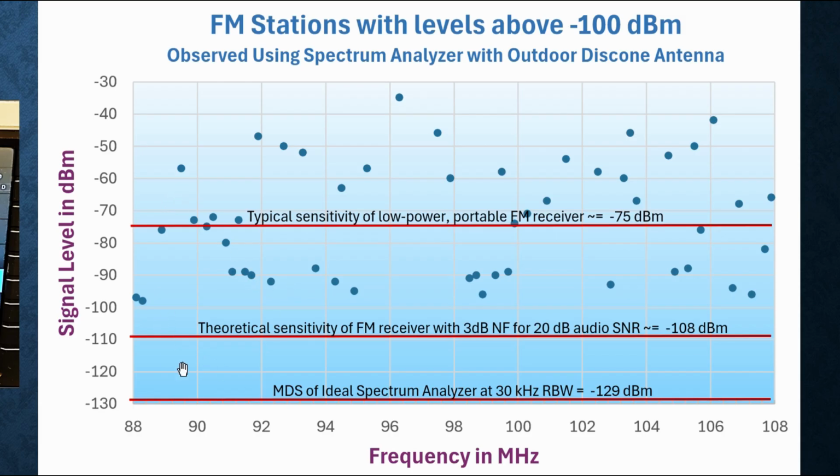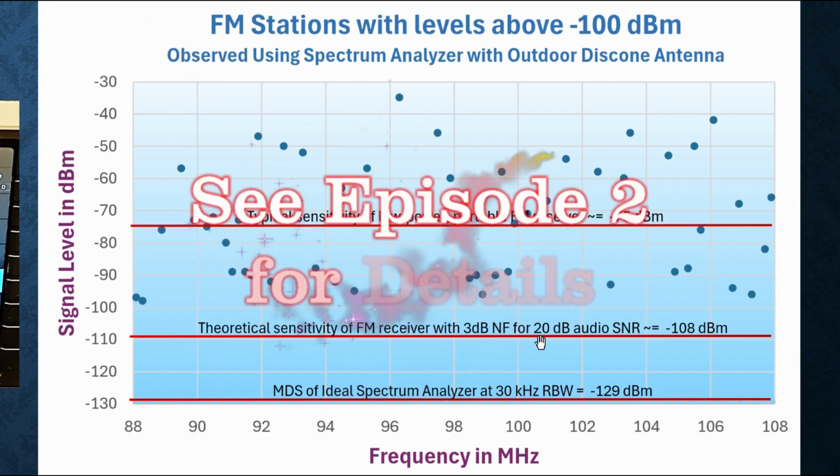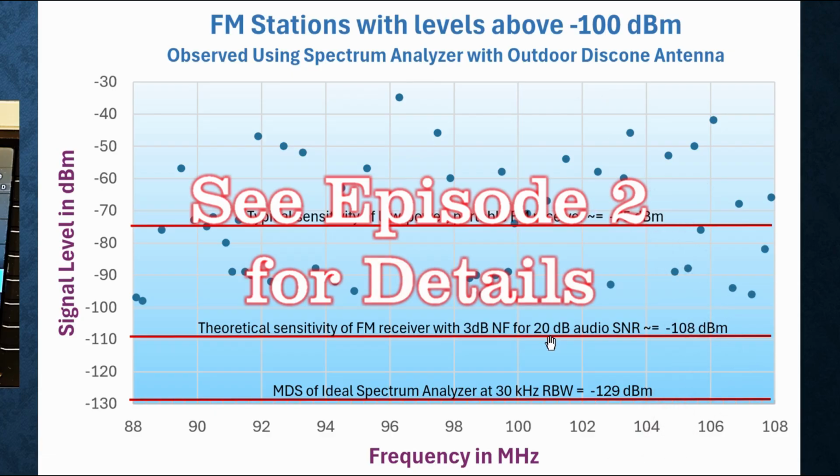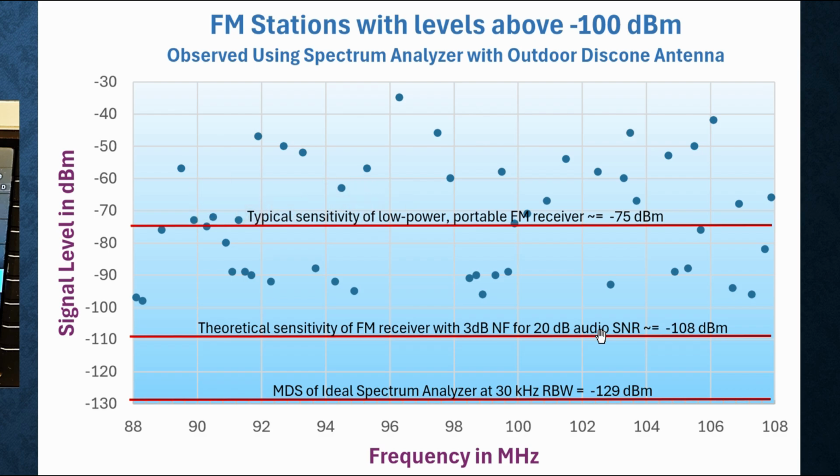Now, we don't see any dots down here because, well, we had that noise floor of about minus 100. FM broadcast signals have a 200 kilohertz bandwidth, so they're not going to be this weak, so we don't care about that too much. But we would like to see signals down to at least minus 108 dBm, which is the theoretical sensitivity for an FM receiver with a 3 dB noise figure and a decent signal-to-noise ratio at IF. That would give us about 20 dB of audio signal-to-noise, which is not great, but it's very usable.